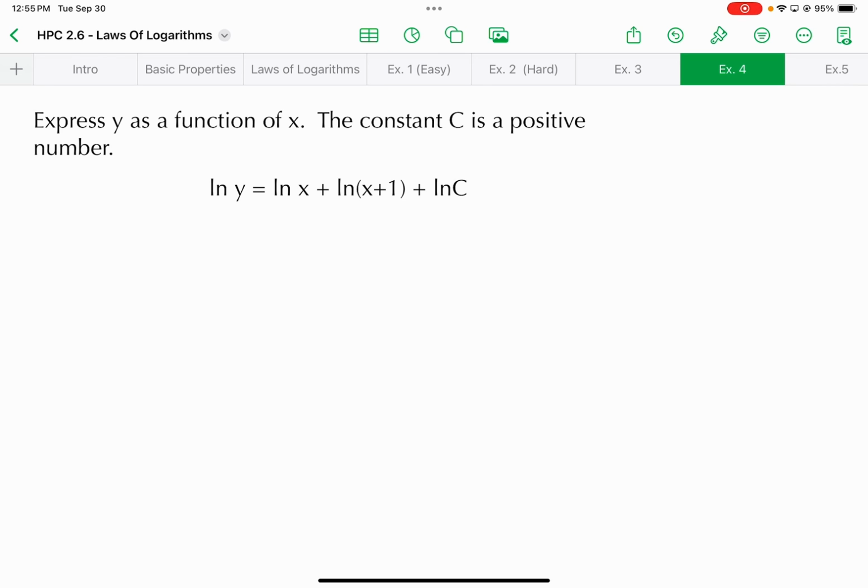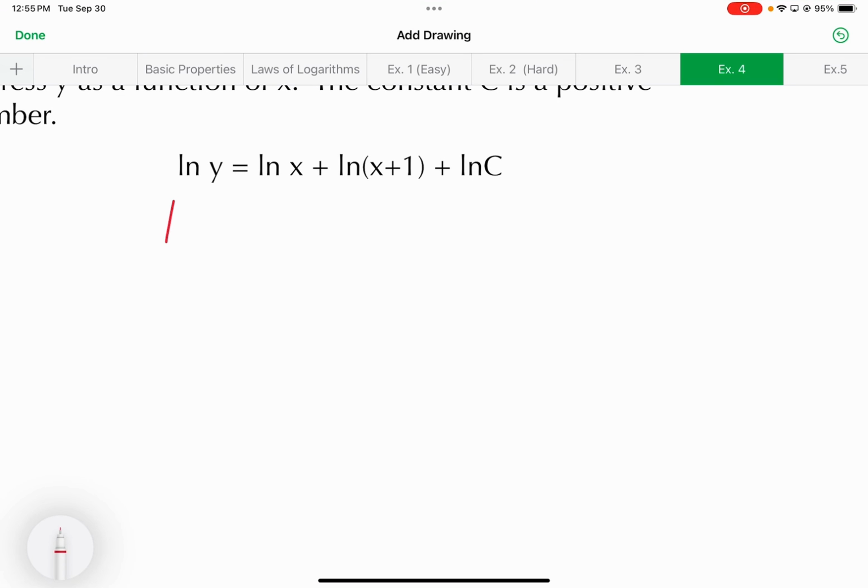Okay, nothing much I can do on the left side. So natural log of y equals. So what would my left side look like? We can do it all in one fell swoop if we want, because we have three different logs that are added together. But we could also step it out into parts. What would our right side look like? What do you think?